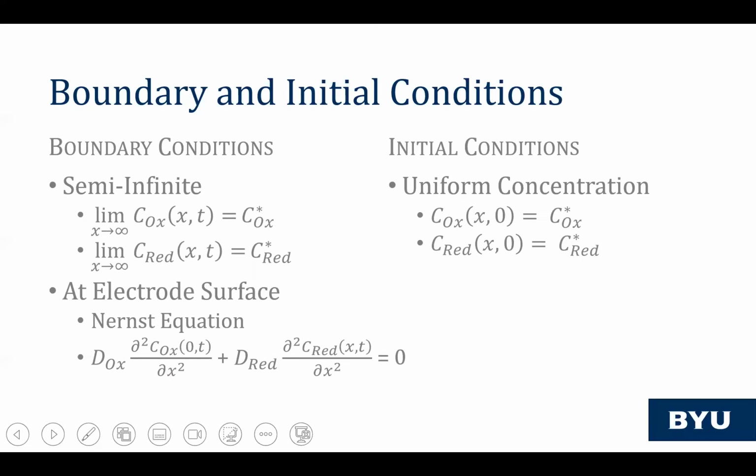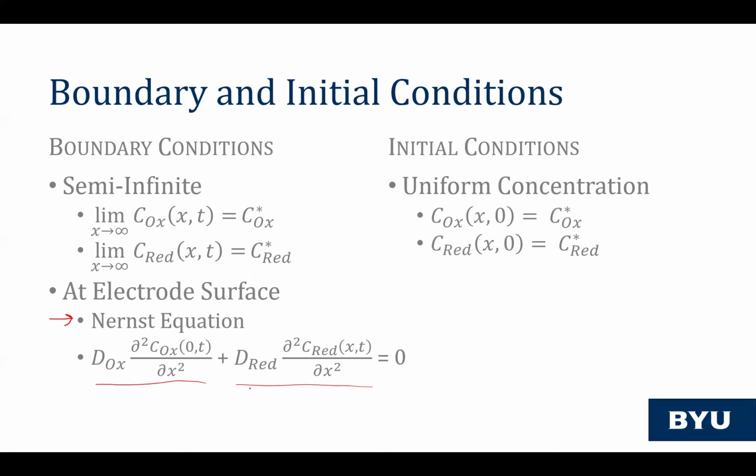To solve these differential equations, we need some boundary and initial conditions. Some common boundary conditions are the semi-infinite boundary condition, that is, as we get infinitely far away from the electrode, our concentration approaches the bulk concentration of the species, which we can easily measure and know. At the electrode surface, if it is a rapid reaction, we can apply the Nernst equation to get the ratio of the concentrations of the oxidized and reduced species based on the potential applied or measured at the electrode. Then we also know that at the electrode surface, the flux of our oxidized species will be equal and opposite to the flux of our reduced species.